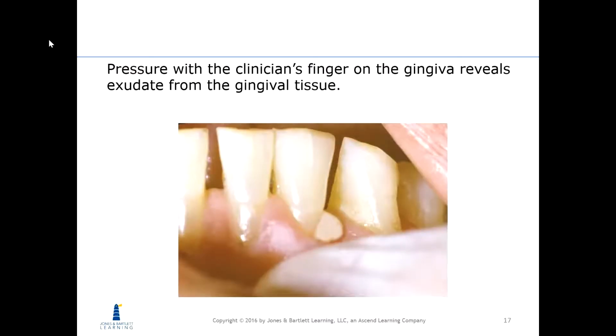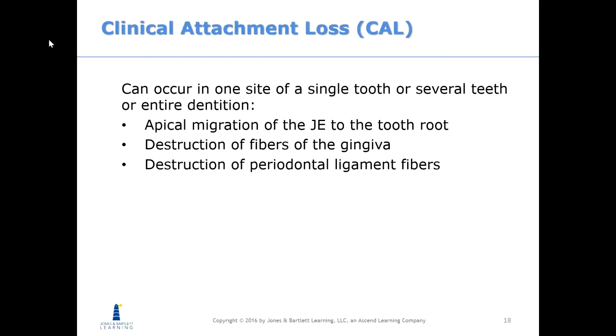And sometimes, you can even just press on the side of the tooth and squeeze the pus out. And that's what this image is showing you, that pressure with the clinician's finger on the gingiva can reveal some exudate, but the better word is pus, which means purulent exudate. And that is a very effective teaching tool for patients. When you say, okay, you have pus coming out of the tooth, it's never as powerful as for the patient to really see the pus coming out of the tooth.